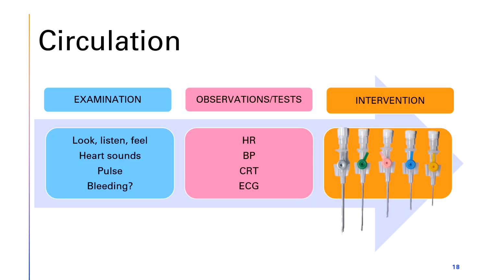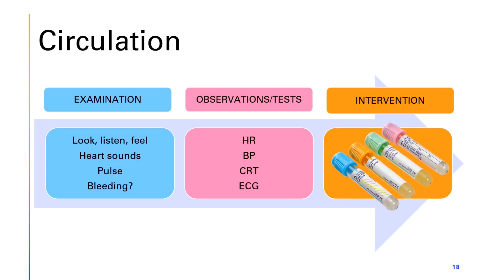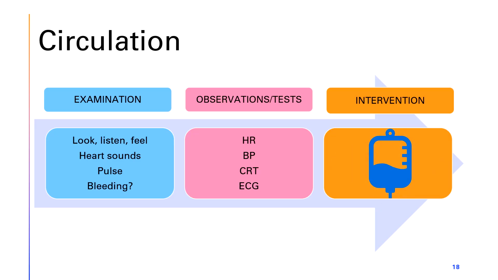And then for intervention, this is our point where we need to get IV access, considering how many IV access points we might need and what size, and at the same time taking the blood tests that we want to get. We may need to give our patient fluid or possibly blood if they're bleeding. And that completes our circulation assessment.